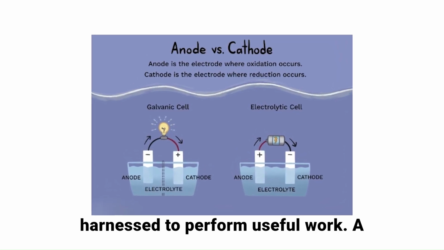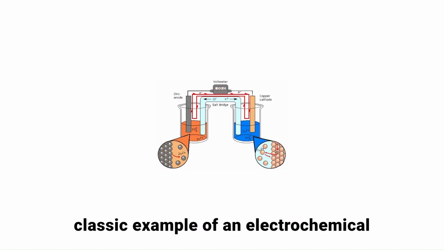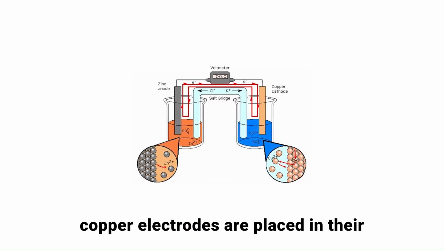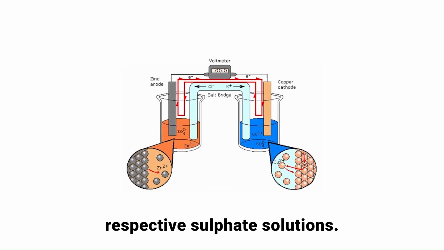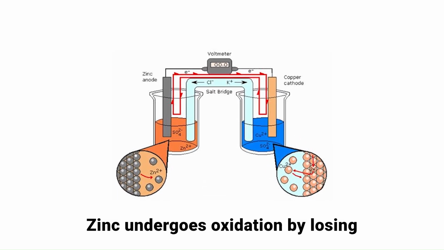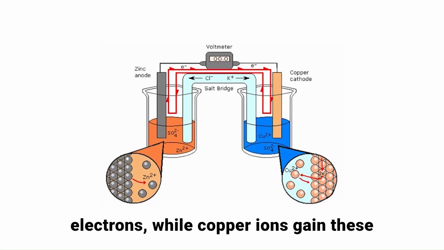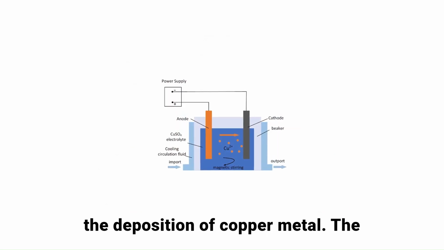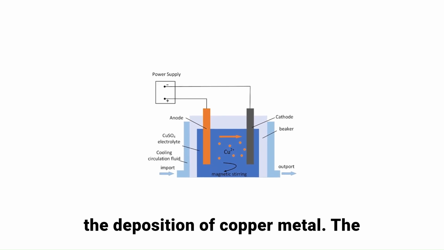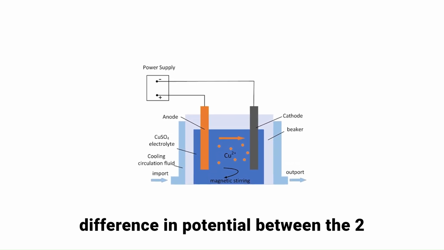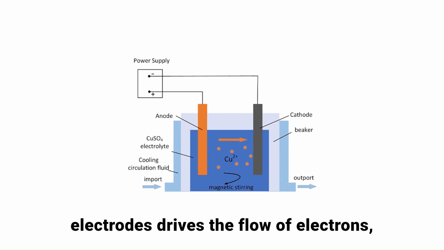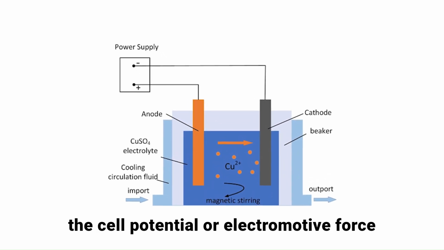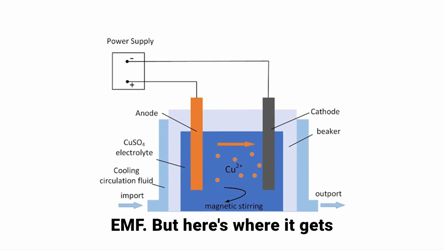useful work. A classic example of an electrochemical cell is the Daniell cell, where zinc and copper electrodes are placed in their respective sulfate solutions. Zinc undergoes oxidation by losing electrons, while copper ions gain these electrons at the cathode, resulting in the deposition of copper metal. The difference in potential between the two electrodes drives the flow of electrons, and this potential difference is known as the cell potential or electromotive force, EMF.